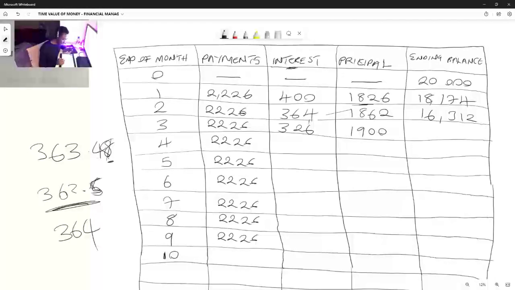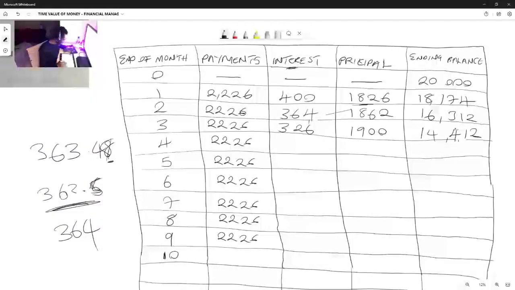Then we subtract this principal for period 3 from the ending balance for period 2, which is 16,312, to get our ending balance for period 3. So 16,312 minus 1,900 gives us 14,412. You can see the pattern here, right? This procedure is going to continue throughout until we reach period 10.